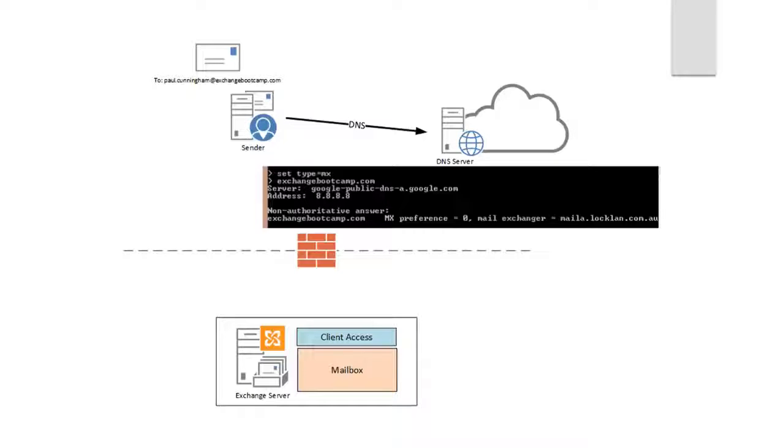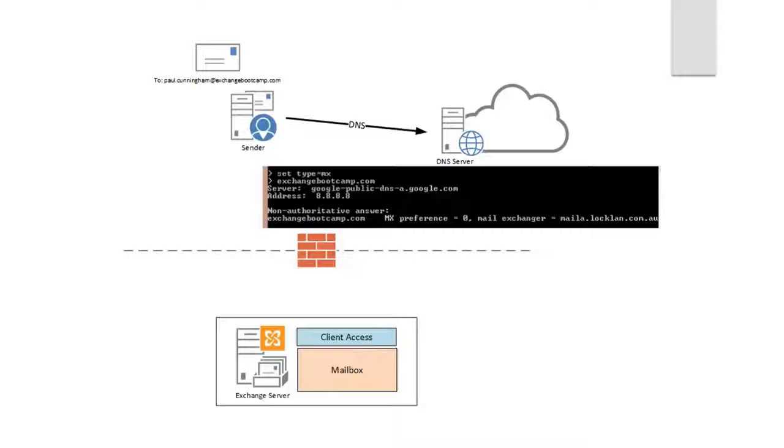The mail exchange that it says to try and connect to is maila.lockland.com.au. So MX records are always other DNS names, not IP addresses. And then you have to have another DNS record that resolves that name to an IP address. Now you'll notice that my MX of maila.lockland.com.au does not match the namespace exchangebootcamp.com. Well, the MX record can really be any name as long as it resolves to an IP address that the sending server can connect to.